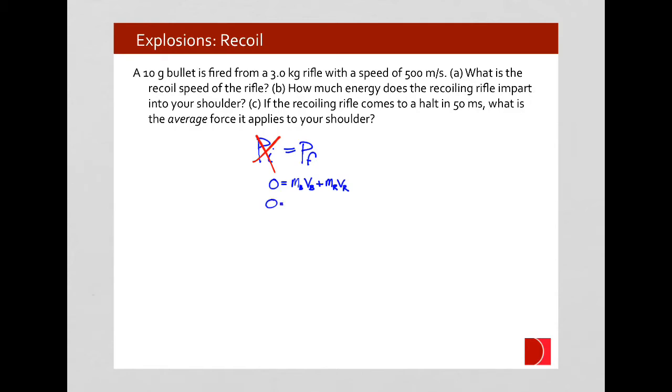We're told that the mass of the bullet is 10 grams, which we'll write in terms of kilograms so that our units come out correctly. The velocity of the bullet is 500 meters per second, and the mass of the rifle is 3 kilograms multiplied by its unknown velocity. From this we can work out that the recoil velocity of the rifle is negative 1.7 meters per second.